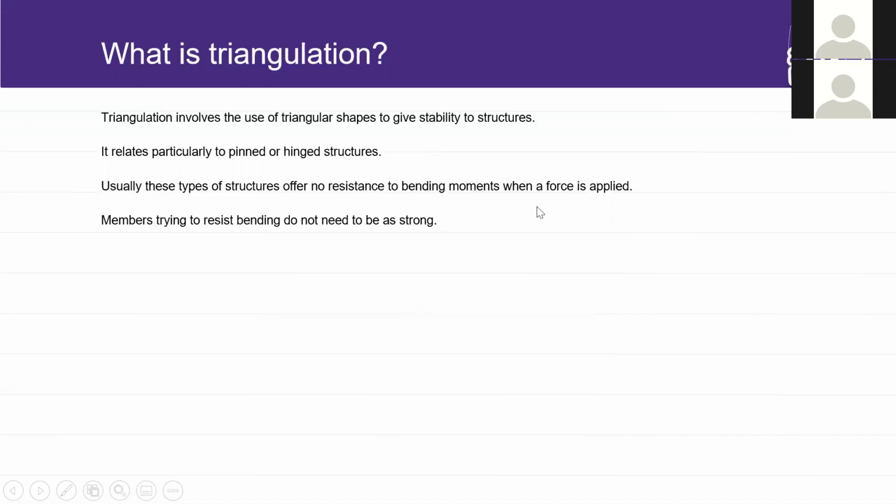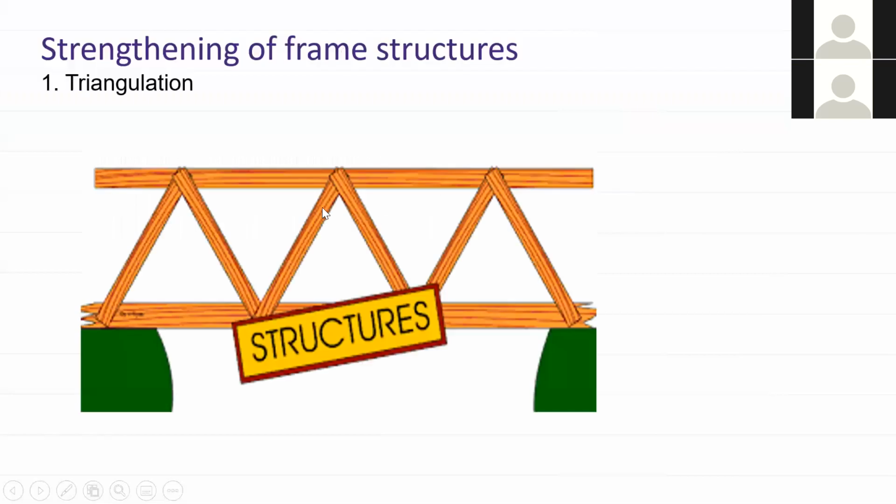We said structures react to forces. So when you are using triangulation, you must make it in such a way that the structure is resistant to bending. Members trying to resist bending do not need to be strong. Okay, so that is triangulation. What you see in this truss here, this is a bridge truss, is what triangulation is.